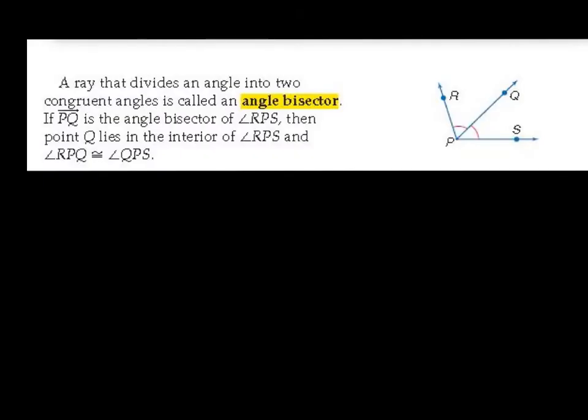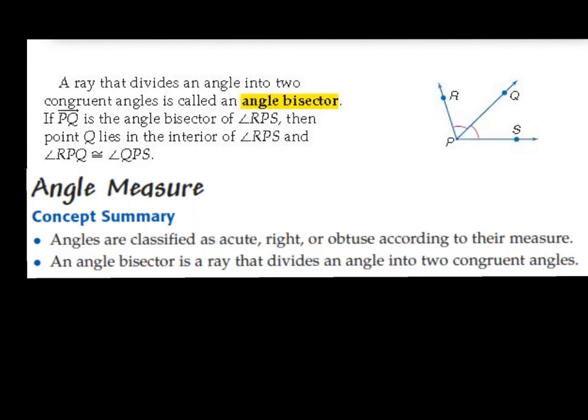A ray that divides an angle into two congruent angles is called an angle bisector. If ray PQ is the angle bisector of angle RPS, then point Q lies in the interior of angle RPS, and angle RPQ is congruent to angle QPS. Angles are classified as acute, right, or obtuse according to their measure. An angle bisector is a ray that divides an angle into two congruent angles.